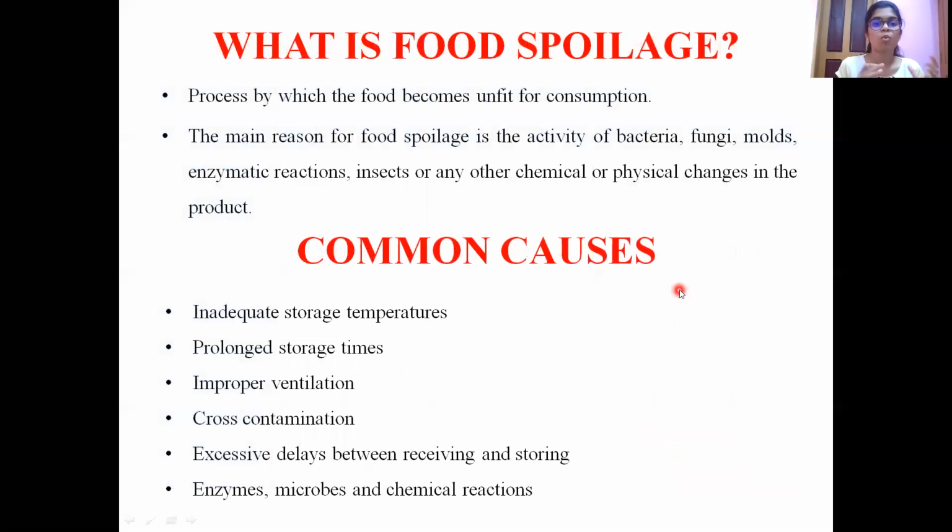Moving on to the next, what is food spoilage? It is the process by which the food becomes unfit for human consumption, either by the activity of bacteria, fungi, molds, or enzymatic reactions, or due to insect infestation, or any other chemical or physical changes; we call that food spoiled. So what are the common causes? Inadequate storage temperatures, prolonged storage times, improper ventilation, cross-contamination, excessive delays between receiving and storing the product, and also due to the activity of enzymes, microbes, and other chemical reactions.